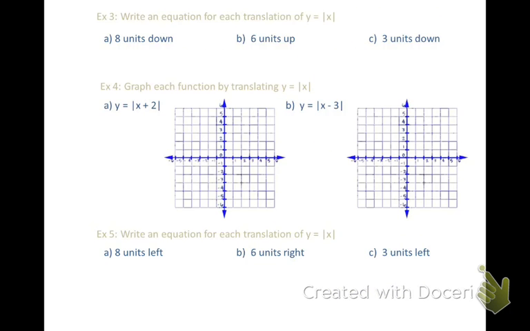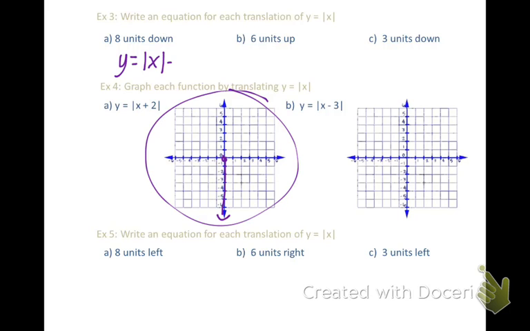This one says write an equation. Example 3 is a little different. You're just going to write the equation. Write an equation for each translation of y equals absolute value of x. It says 8 units down. I'm just going to look at the graph at the bottom for a second. Down here it says 8 units down, so I have to find, from 0, 0, 8 units down, so that would be negative 8. So it would be y equals absolute value of x minus 8. Remember, we're still outside of the absolute value.